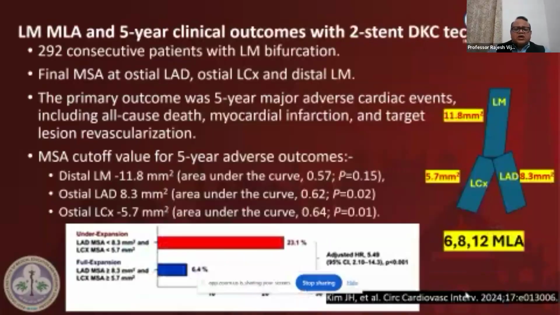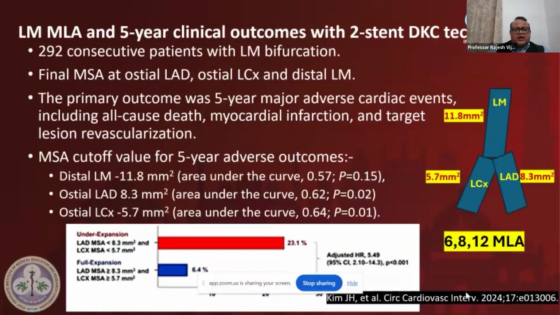However, if you talk about the long-term outcome of left main PCI, this particular study, again from Korea, is about the 2-stent technique for left main bifurcation disease and 5-year clinical outcome. It was 292 consecutive patients with left main treated with PCI, and the final MSA at the ostial LAD, ostial LCX, and distal left main was calculated. What was found at 5-year follow-up is that those with distal left main area less than 11.8, LCX less than 5.7, and LAD less than 8.3 had adverse outcomes.